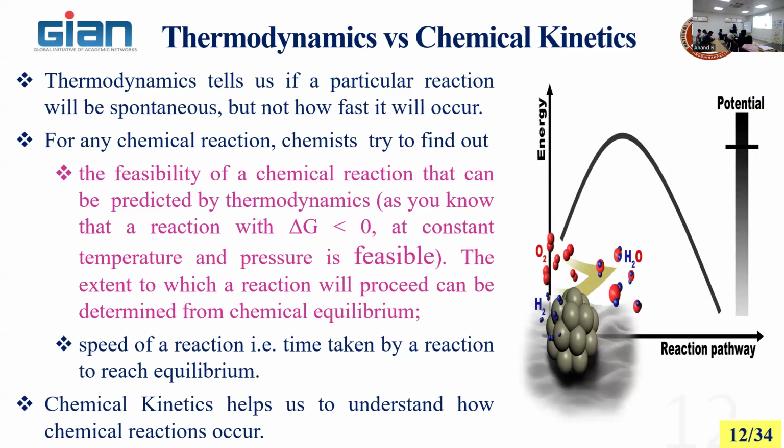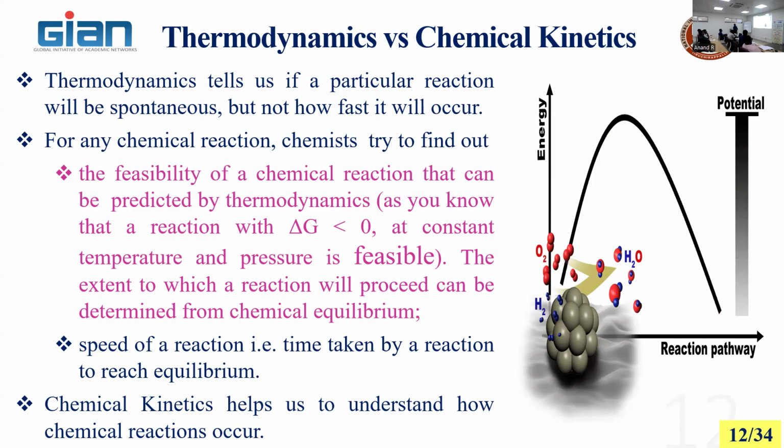People always talk about thermodynamics versus chemical kinetics. Thermodynamics tells us if a particular reaction will be spontaneous, but not how fast it will occur. Whether the process is spontaneous or non-spontaneous, we can identify from the Gibbs free energy. But how fast the reaction is going to occur, you can find from the chemical kinetics.